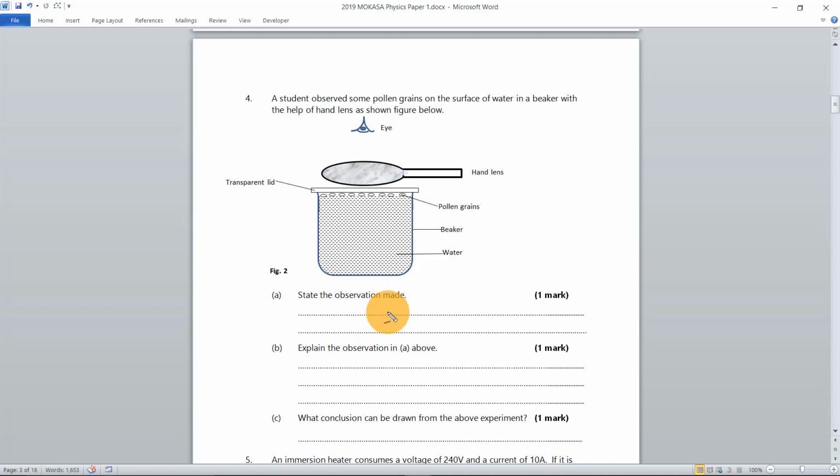This question tests our understanding of Brownian motion. This is Brownian motion in water. So the type of observation which is made here is that the pollen grains are observed to move randomly. They are agitated. They move in a zigzag manner. They are not at rest. They are sort of restless. So we describe that type of motion as the fact that they are moving randomly. The observation is that the pollen grains are moving about randomly.